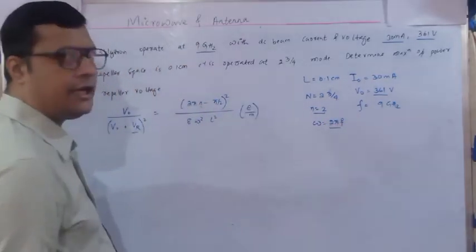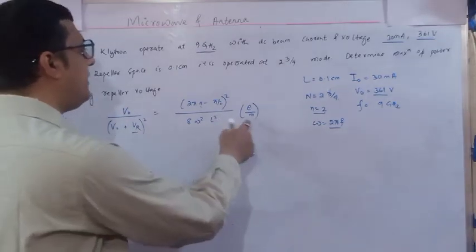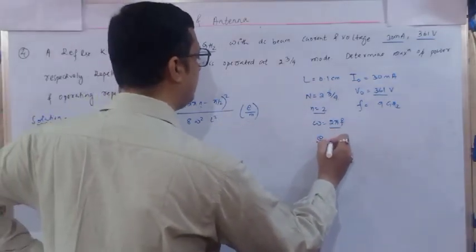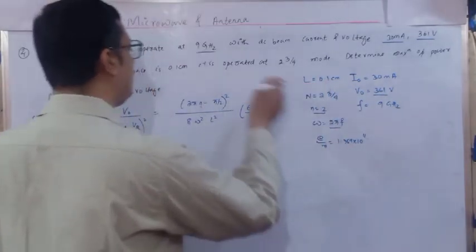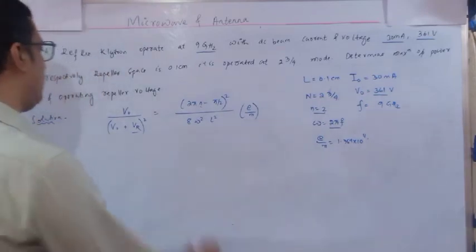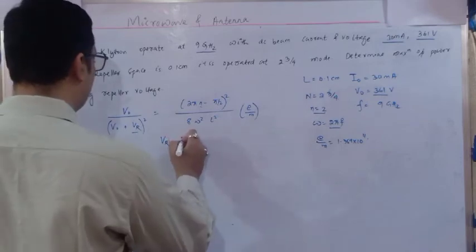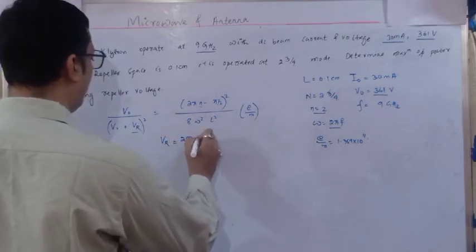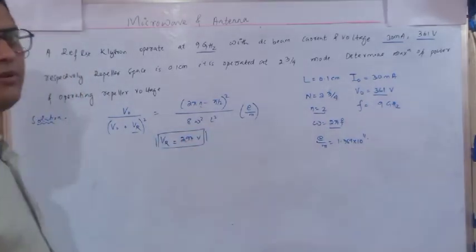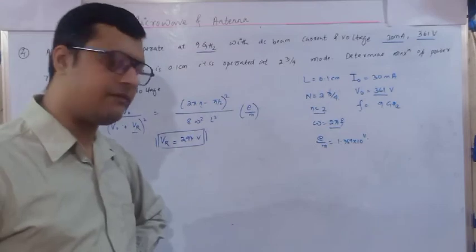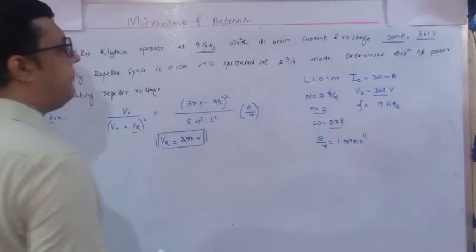Substitute the value here. The L value is also given, 0.1 centimeter; convert it into meter. Then the E by M ratio is a constant value, 1.759 into 10 to the power 11. Substitute this value here. After substitution, your repeller potential VR is equal to 297 volt. So this is your 297 volt, and this is our first answer.